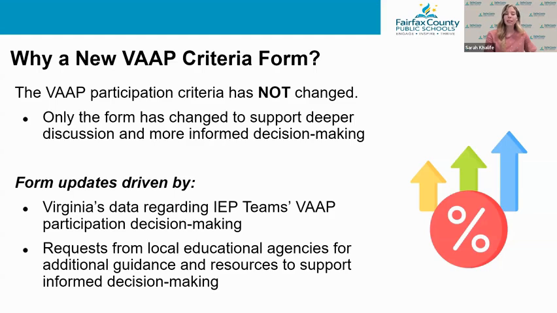Remember, the VAAP assessment is intended for students with the most significant cognitive disabilities, which makes up 1% of a school division or less. Fairfax County Schools has not exceeded the participation and had a solid foundation in place for IEP teams to make strong, informed decisions regarding eligibility for VAAP. We will continue as a county to build upon the foundations in place and use the tool to continue to inform decision-making for VAAP participation.